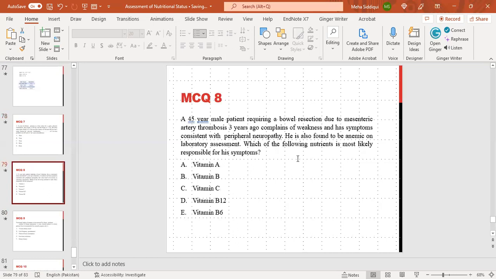MCQ number 8. A 45-year-old male patient requiring a bowel resection due to mesenteric artery thrombosis 3 years ago complains of weakness and has symptoms consistent with peripheral neuropathy. He is also found to be anemic on laboratory assessment. Which of the following nutrients is most likely responsible for his symptoms? Vitamin A, vitamin B, vitamin C, vitamin B12, vitamin B6. Delta. Yes, it shows a deficiency of B12.